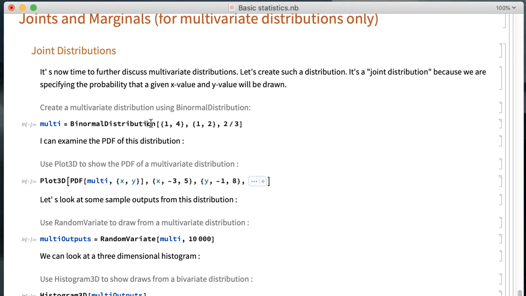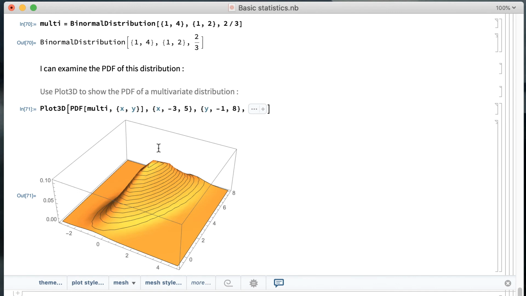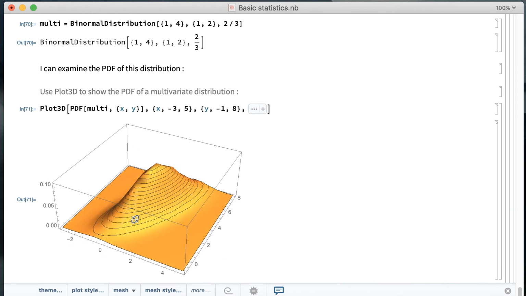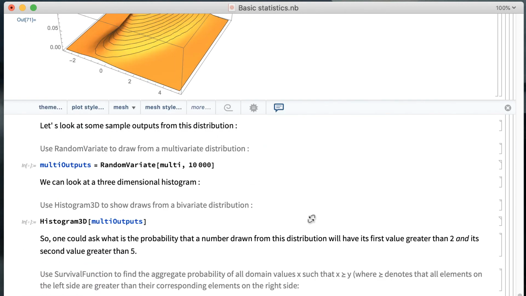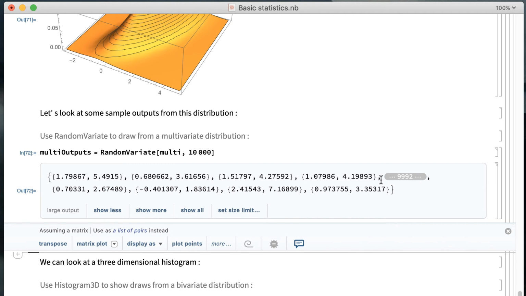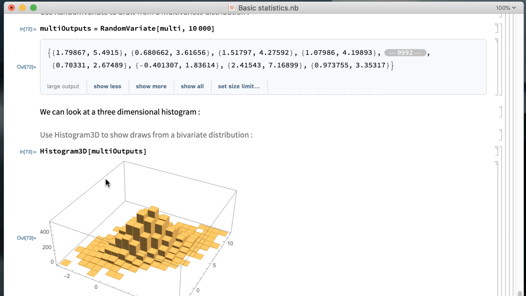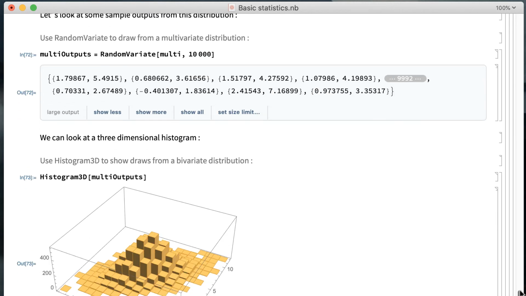So we'll just do that, call it multi, and now let's use Plot3D to show the PDF of a multivariate distribution. We're going to let x go from -3 to 5, y go from -1 to 8, and you can see it's sort of this hill here. There's a picture of our distribution, the PDF. Let's see what it outputs. RandomVariate is the command that says, let's produce some. I want you to produce 10,000 of them. There they are. We only see a few of them; the rest are elided, thankfully. But we could ask for a histogram of a sampling from this, and you can see that the picture of the sample looks roughly like the picture from the actual PDF that we saw before.